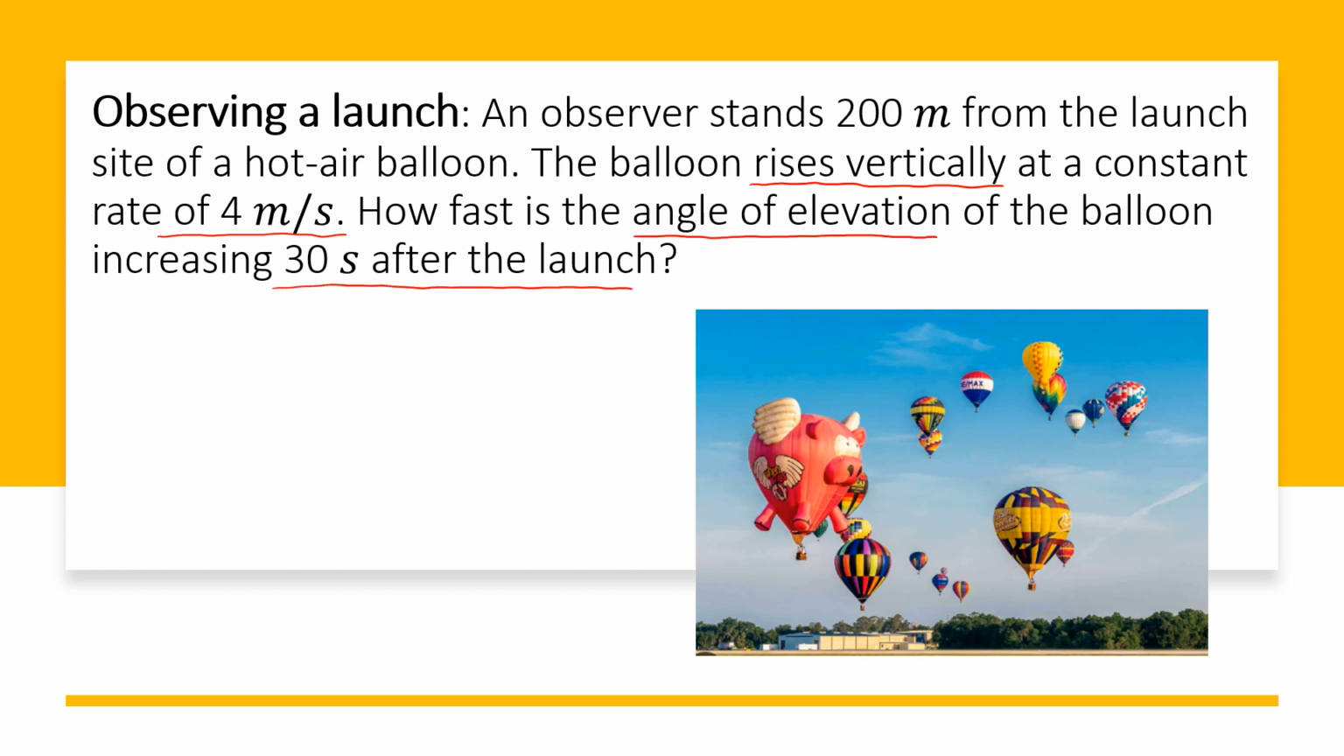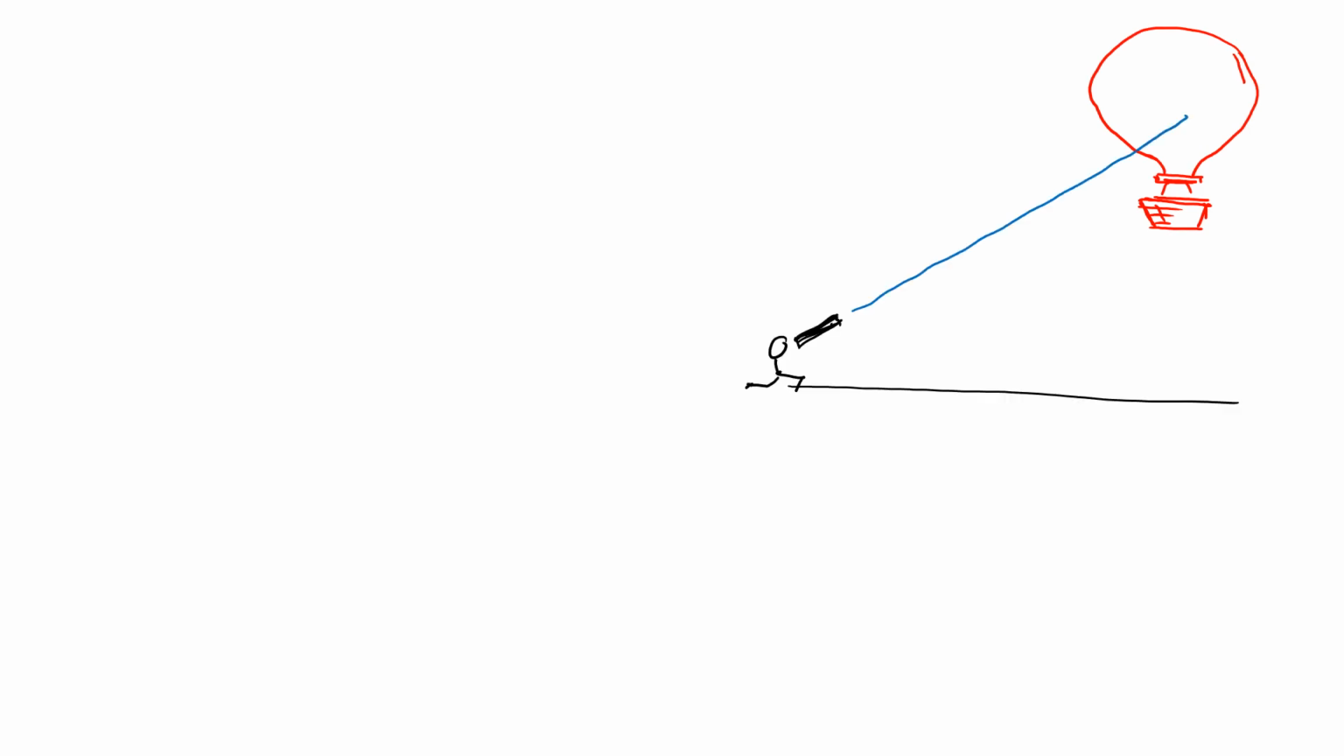So there are some distance calculations we have to do. It's after 30 seconds. Because it says it goes 4 meters per second, that means after 30 seconds it goes 120 meters high. So we get some information. Let's draw a picture to explain the situation. So there's a hot air balloon, and someone is observing on the ground. You can see that there's a nice triangle here.